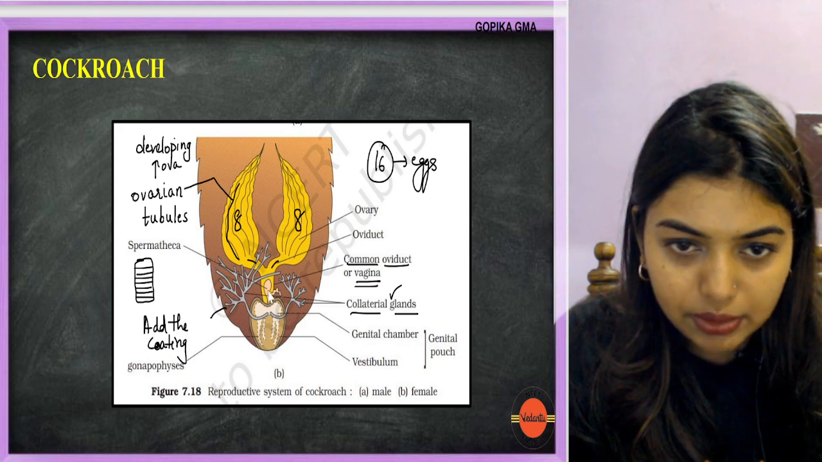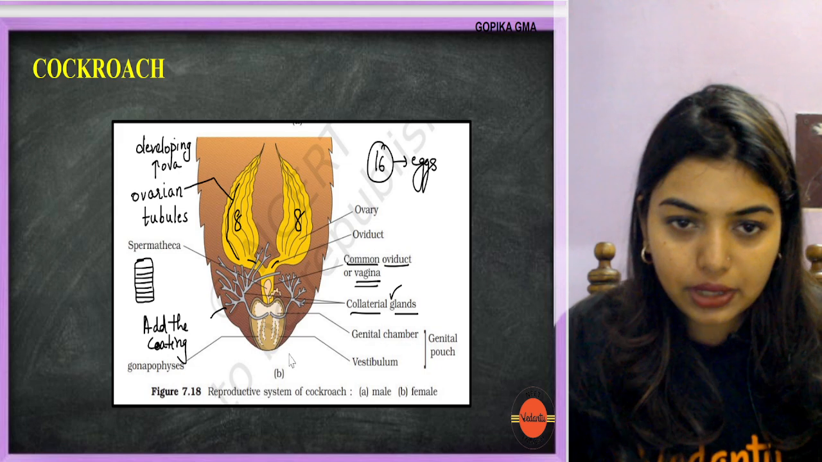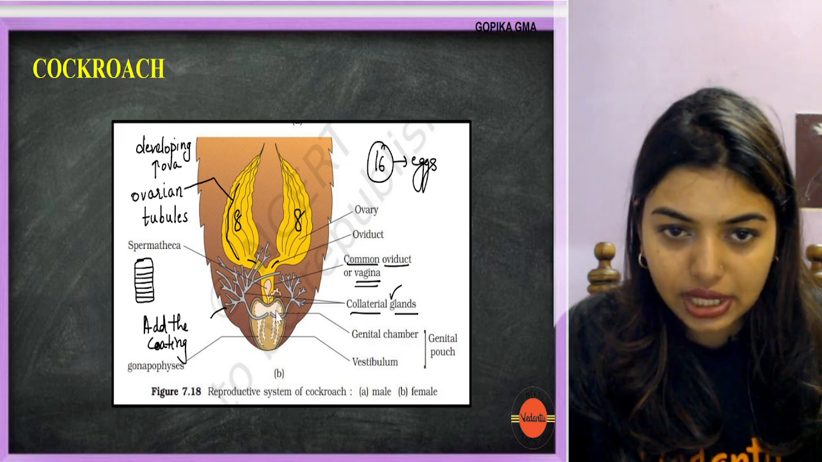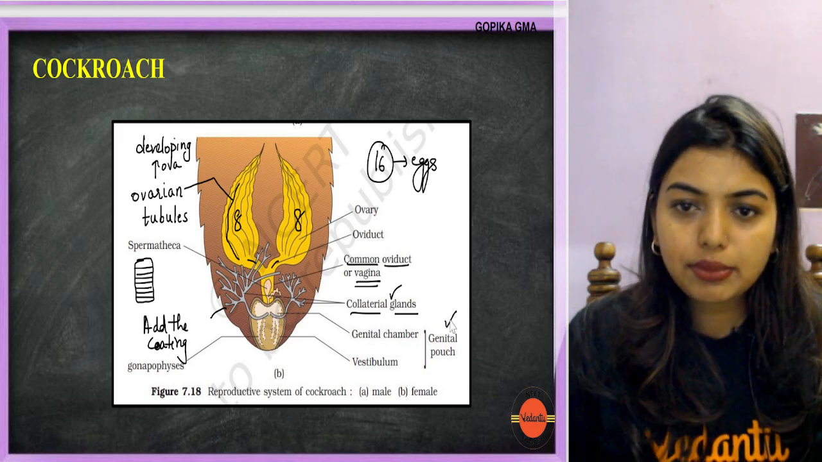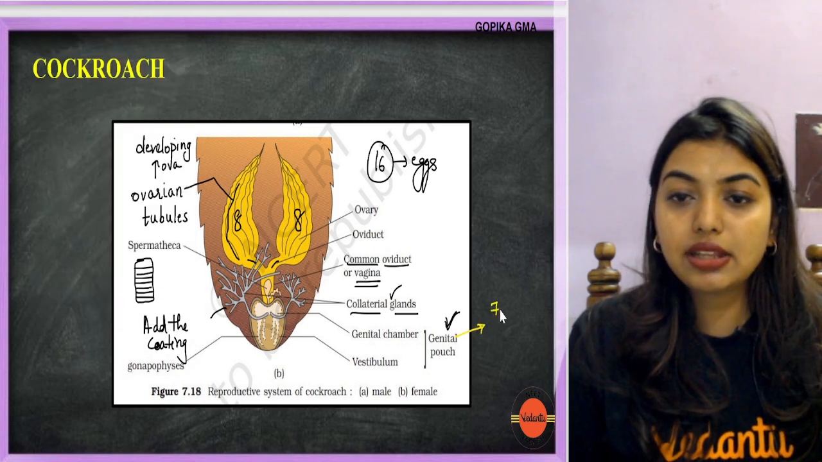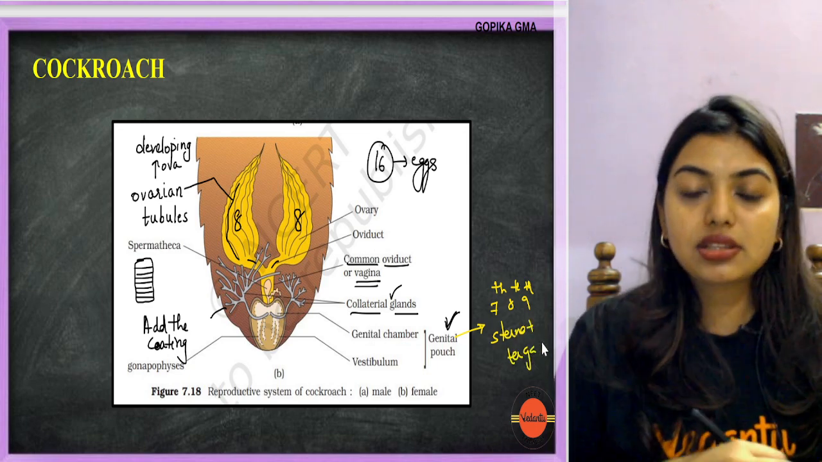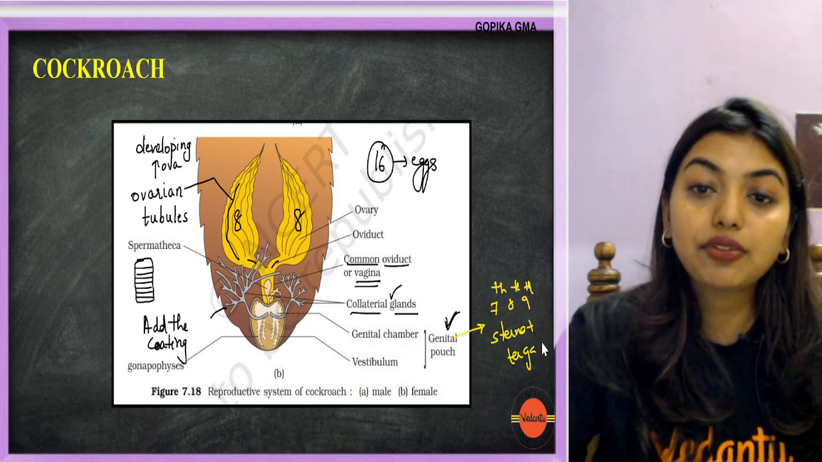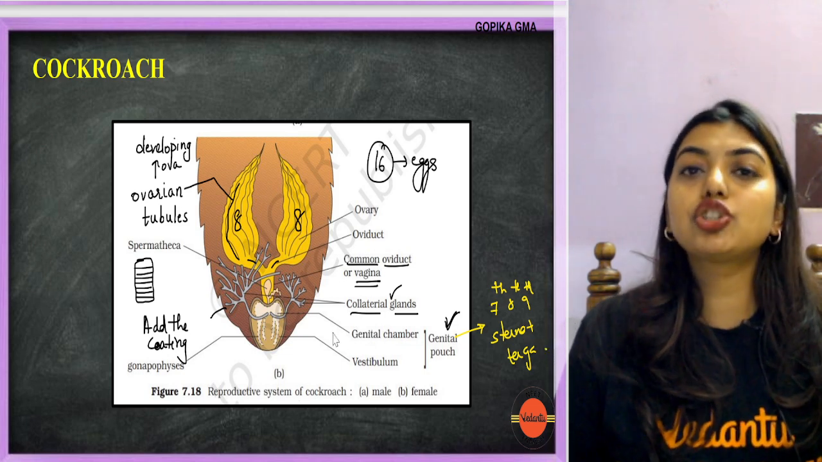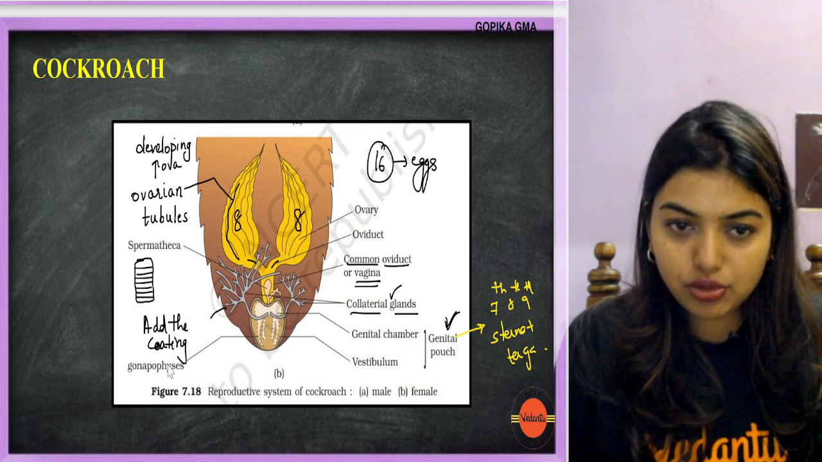Now students, can you see spermatheca? This is the spermatheca. This will collect that bundle of spermatophore which is coming from the male. As I come down, I'll be able to see genital chamber, vestibulum. This together will be called as a genital pouch. This genital pouch is made from the 7th sterna plus 8th and 9th terga. That genital pouch has two parts. The top portion is called as the genital chamber and the lower portion is called as vestibulum. Now you can see gonopophysis.